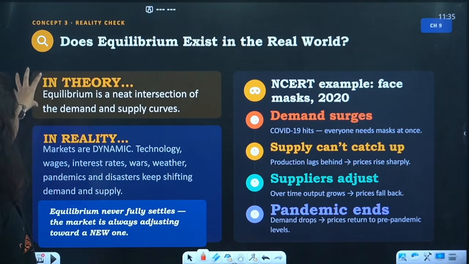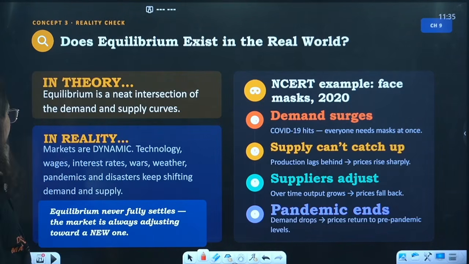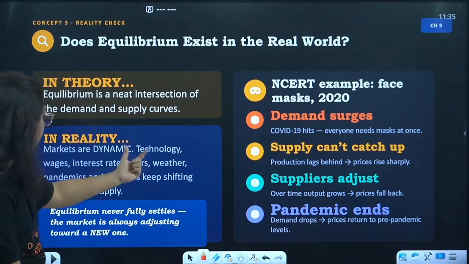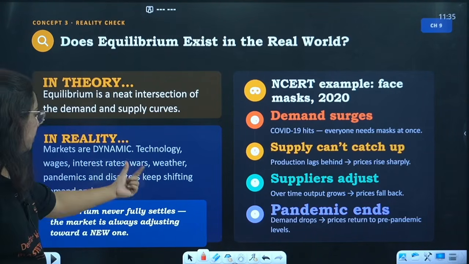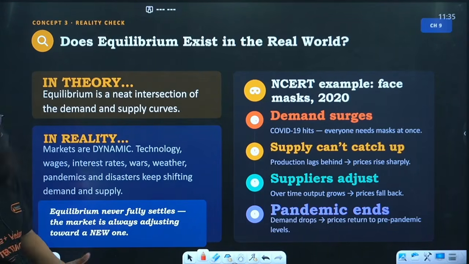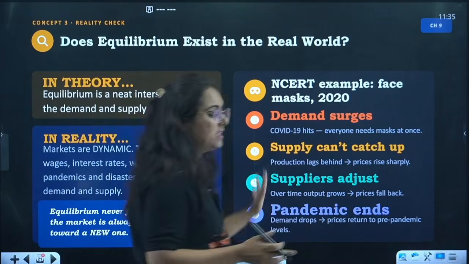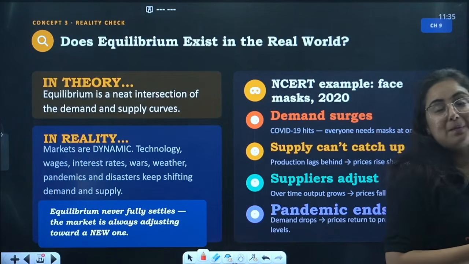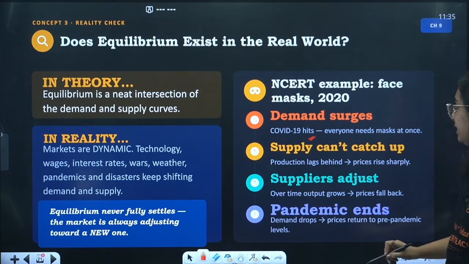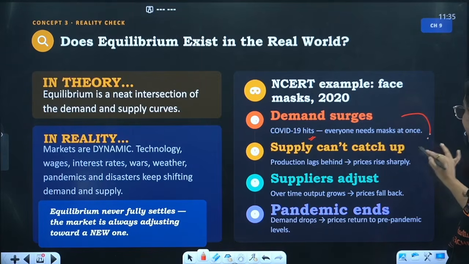So does equilibrium exist in the real world? No, it exists only in theory, beta. In reality, the market is so dynamic, where demand and supply change due to technology, wages, interest rates, war, weather, pandemics, disasters, and they keep on shifting. Hence equilibrium never exactly settles. NCERT gives you the example of masks. The demand surged during COVID-19, but the supply could not catch up because there were not that many suppliers in the market.